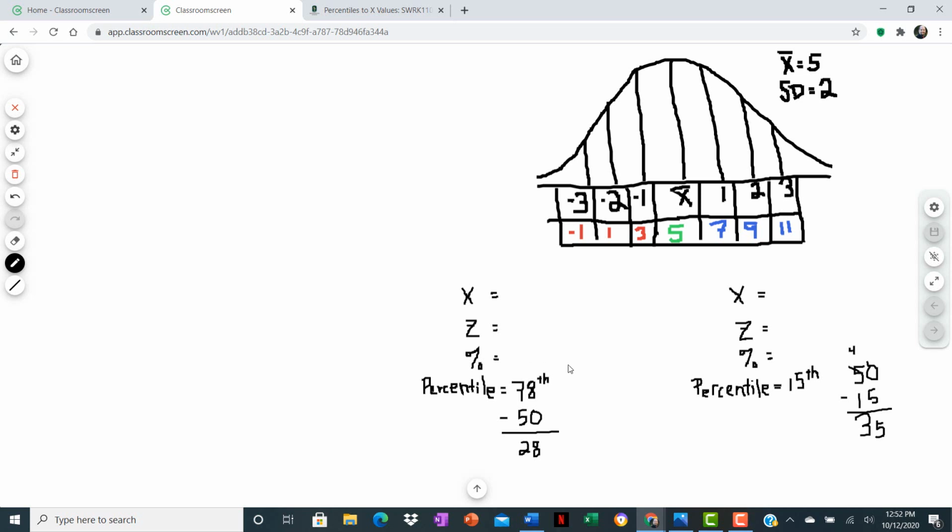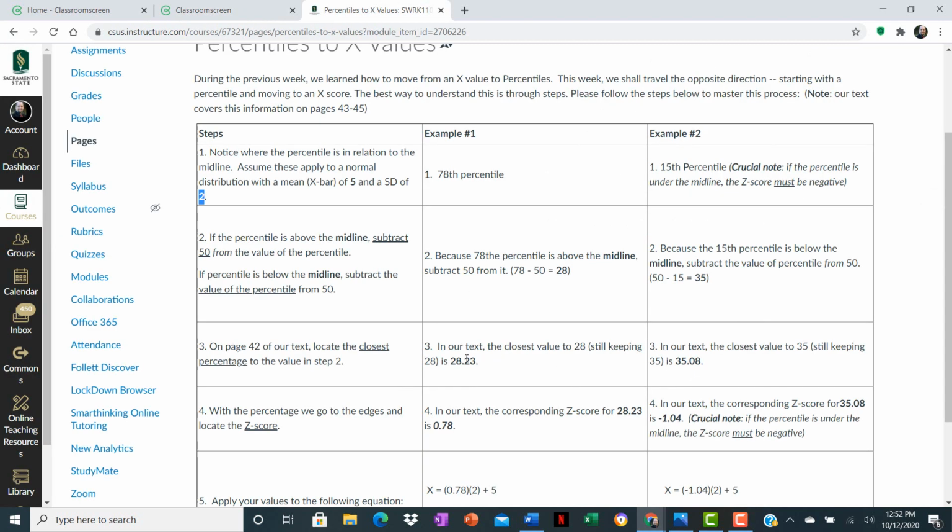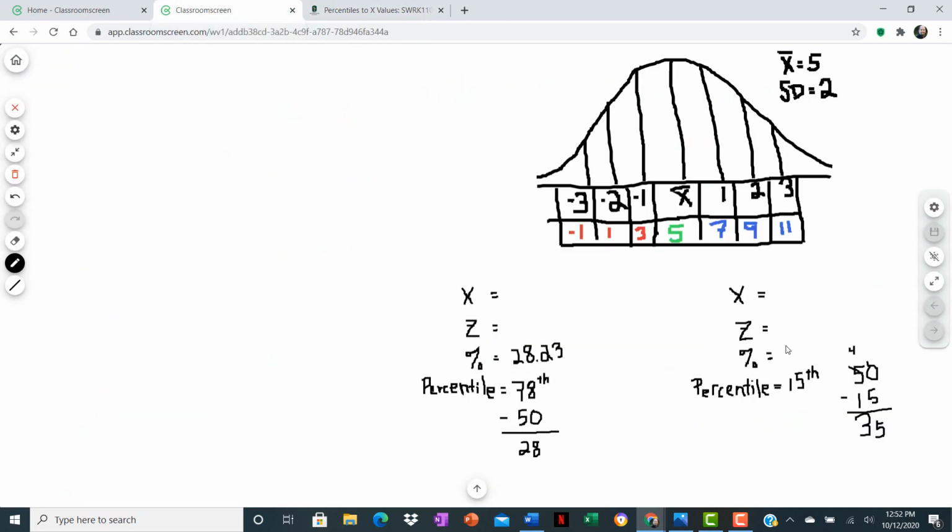The percentage, I got to write this in here too, 28.23. Okay, did I get that right? I sure did. Now, what's the other one we have to write? 35.08. Okay, 35.08. Okay, good.